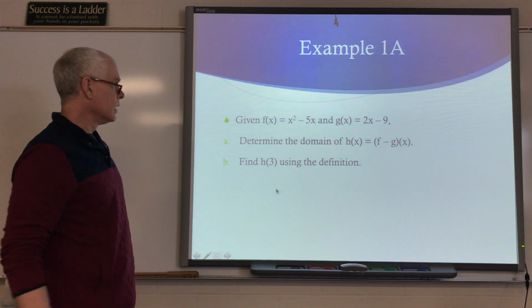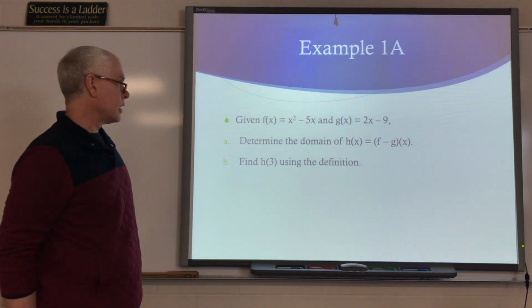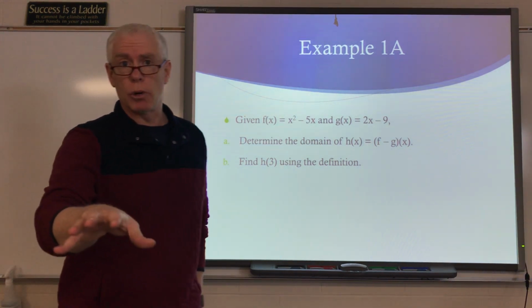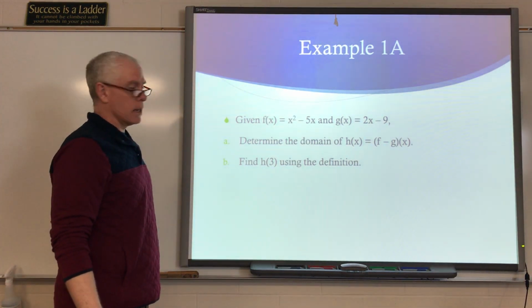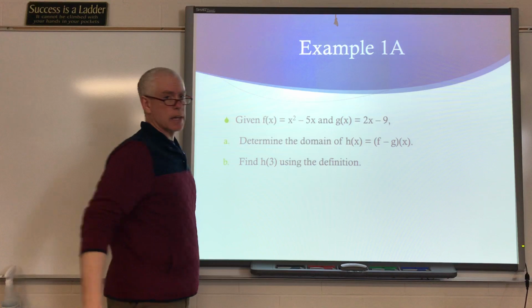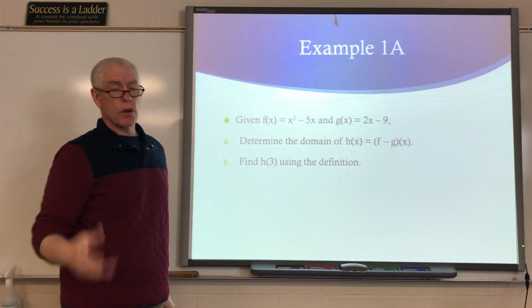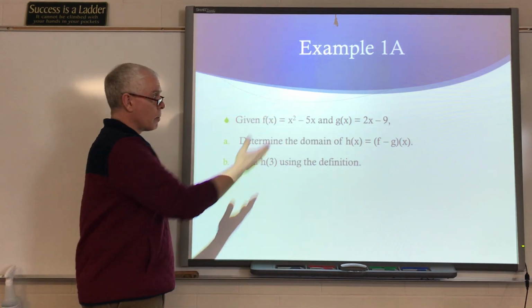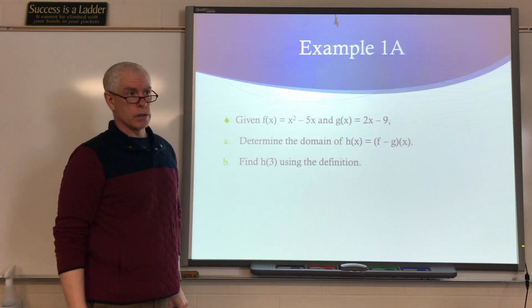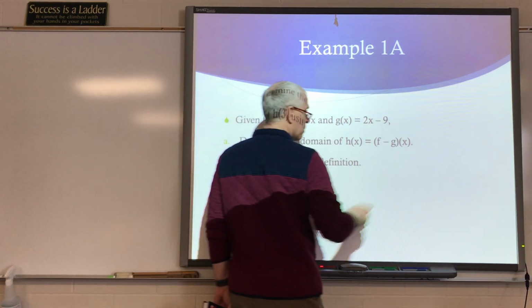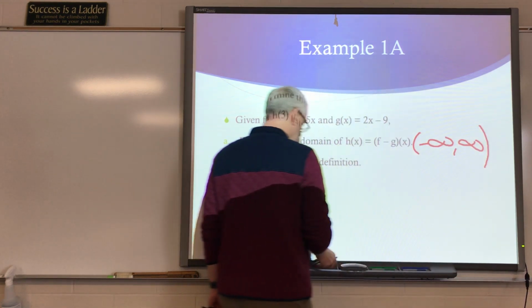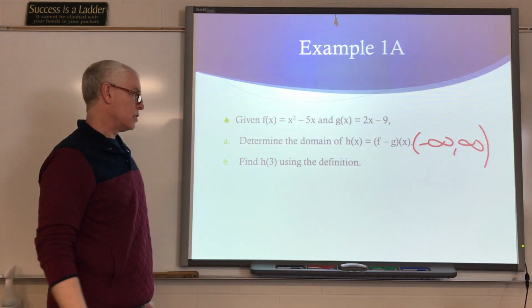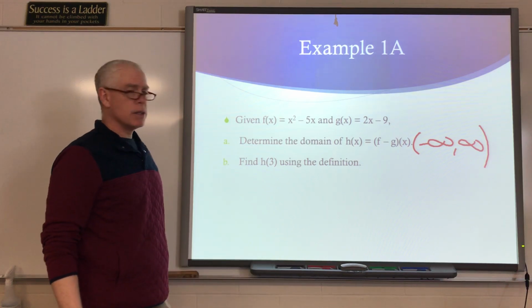So this first one, given f of x and g of x defined as those two functions. And again, follow along in your book, guys. These are the exact examples that are in the book. Determine the domain. Well, the domain of f of x, because it's a quadratic, is all real numbers. And the domain of a linear, g of x, is also all real numbers. So the intersection of that is all real numbers. Negative infinity to infinity. And then find h of 3 using the definition.